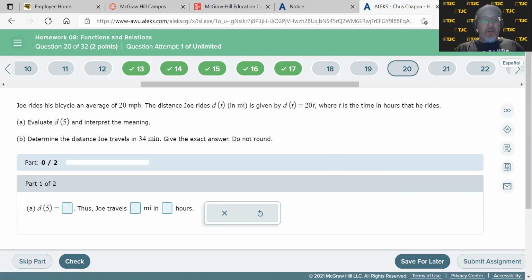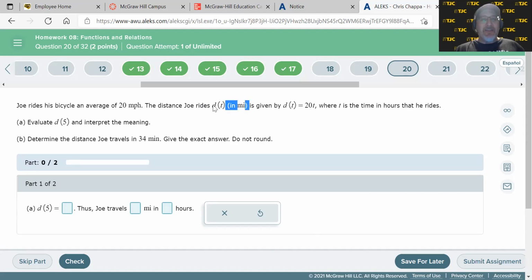So what the heck is going on here? Well, functions often model real-world scenarios where the input and the output mean something. And when you're given a function, you should be told what the input means and the output means. Here, our function is d of t. And since the input is t, which usually stands for time, we're told that t is the time in hours that he rides. So we're going to put in how many hours you ride.